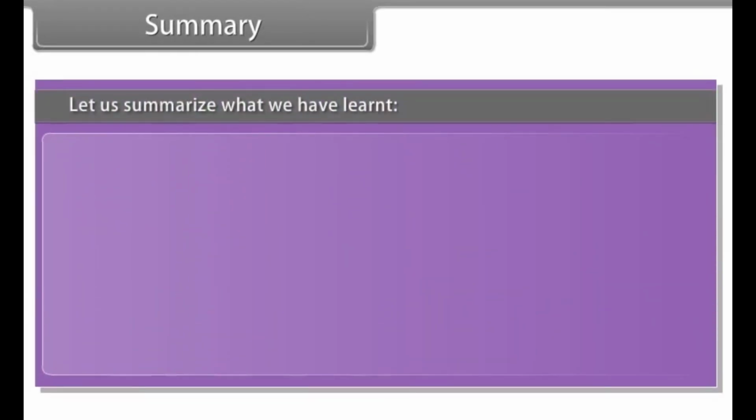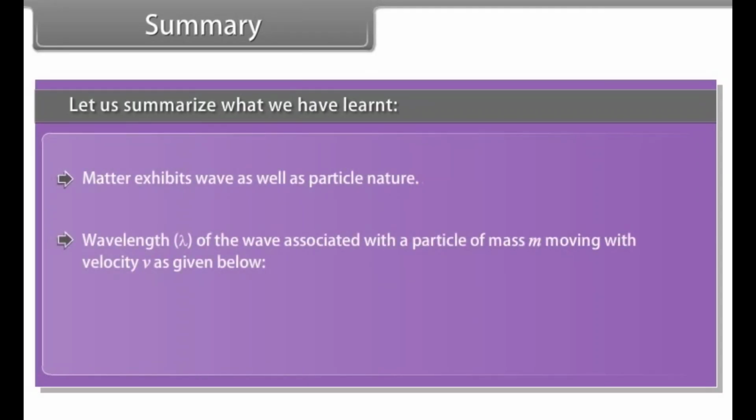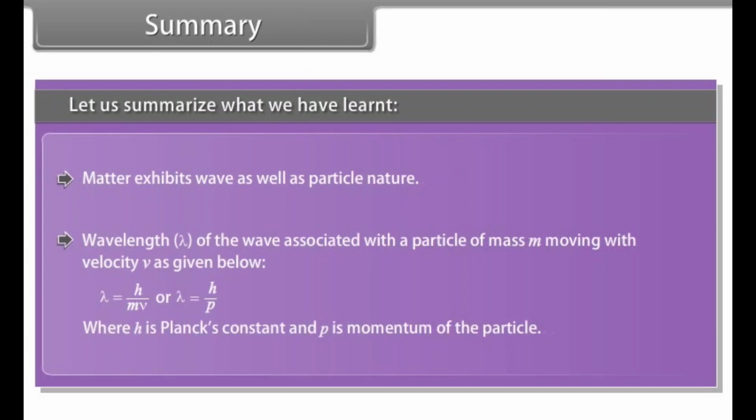Summary. Let us summarize what we have learned. Matter exhibits wave as well as particle nature. Wavelength of the wave associated with a particle of mass m moving with velocity v is given below, where h is Planck's constant and p is momentum of the particle.